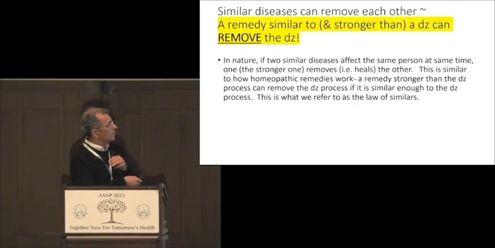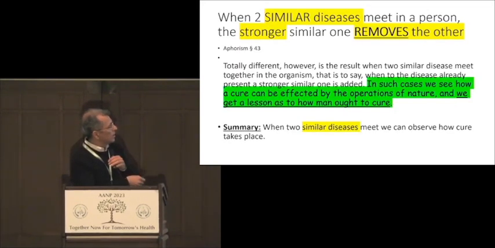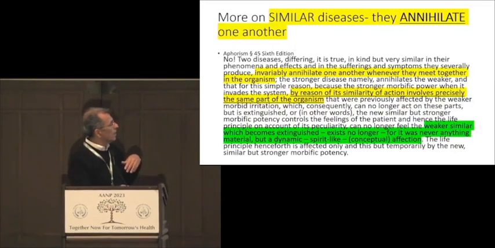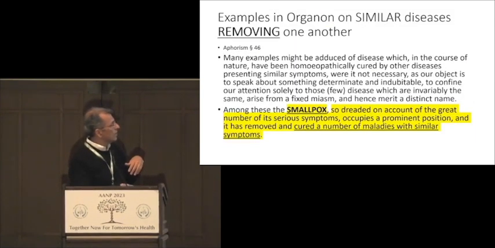Again, this is the same thing. Stronger disease, a remedy similar and stronger to the disease can remove it. We can learn from nature. Similar diseases do not repel nor suspend each other, they remove each other. It's dissimilar diseases that repel and suspend each other for the most part. But similar diseases neither repel nor suspend. They cure each other. One cures the other. They annihilate each other. They remove each other.